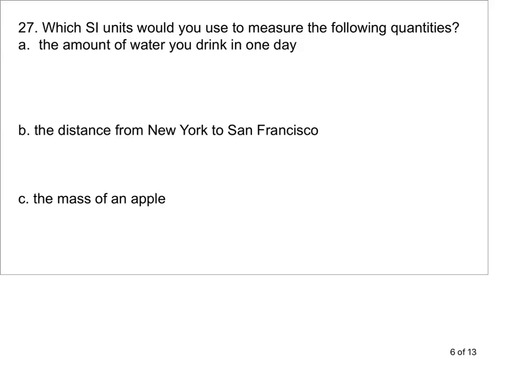Number 27, which units would you use to measure the following quantity? Amount of water you drink in a day. Now remember, we're in SI. Don't try to write down things like quarts or gallons or pounds. SI, amount of water you drink each day. A liter would be good. Milliliter would be good. Could also do something like a cubic centimeter. Any of those would be good. Liter, milliliter, better. But cubic centimeter would work.